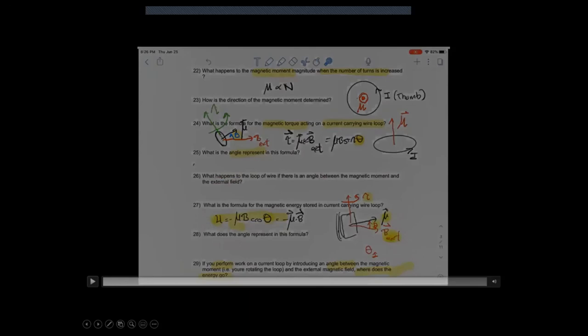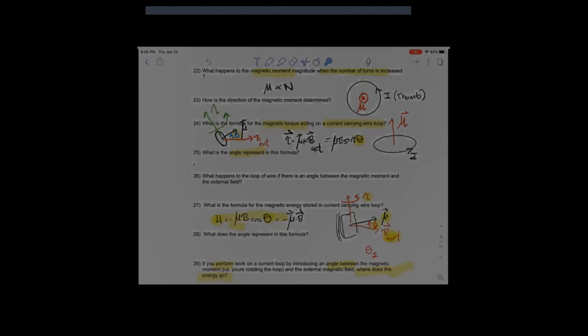Question number 29 is related to this. If you perform work on a current loop by introducing an angle between the magnetic moment and the external magnetic field, which means that you're rotating the loop, where does the energy go? It goes into the loop itself. It goes into the potential energy of the loop. So it gets stored inside the loop itself.